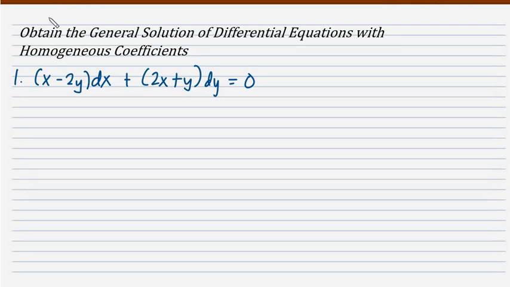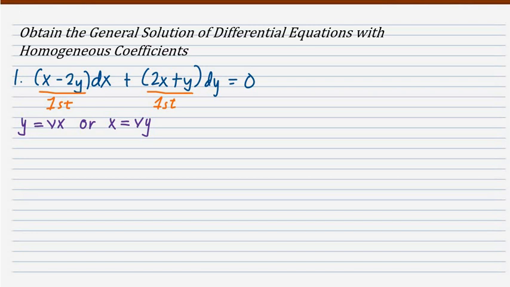So notice here that both M and N are homogeneous and they are of the same degree, which is the first degree. So therefore this solution applies to this differential equation. What are we going to do? What's the first step? The first step is to choose a substitution, whether y is equal to vx or x is equal to vy. So let's say I chose y is equal to vx.